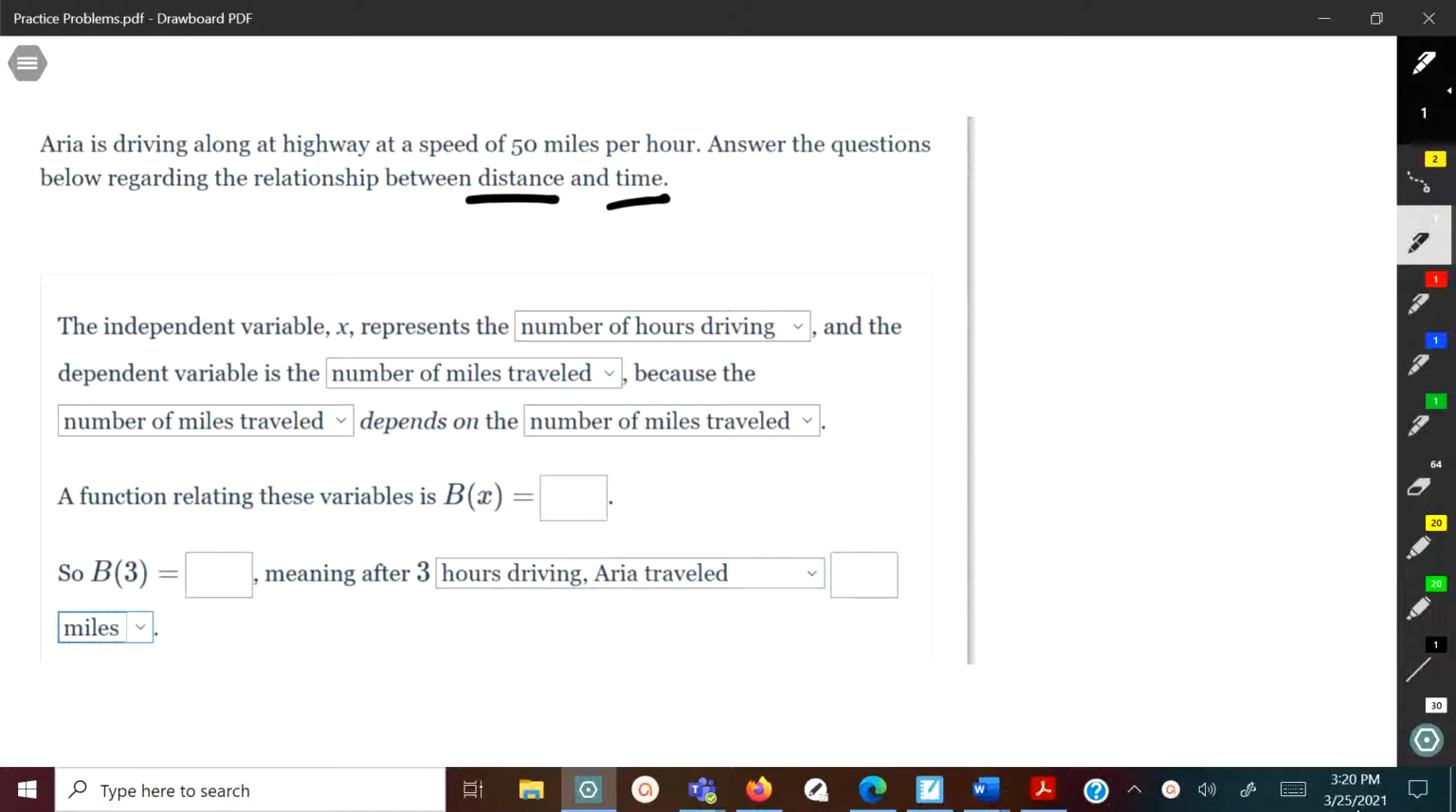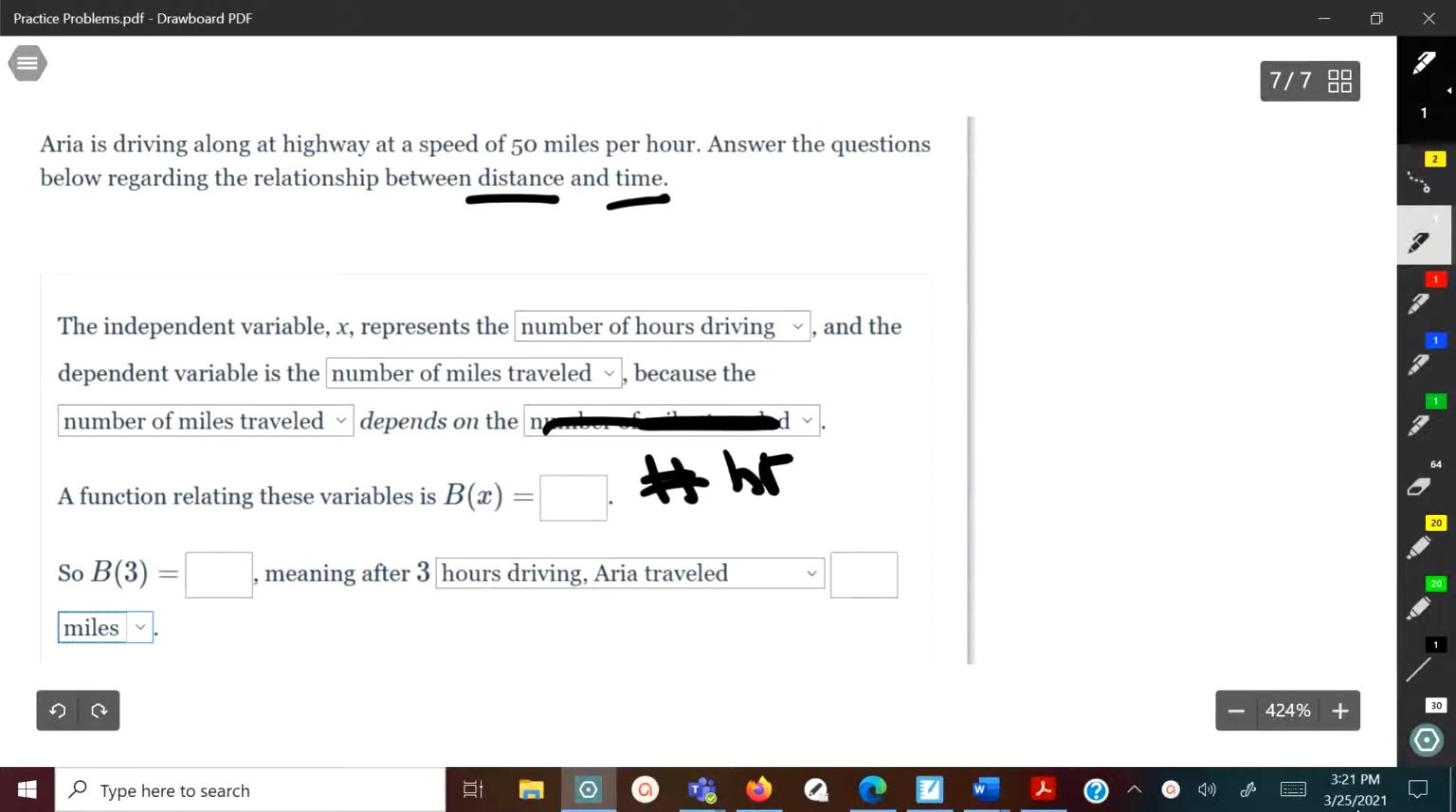Well, you need to know how many hours you've been driving to figure out how far you've been. So the time is independent and the distance is dependent. So that's why you get the independent variable X represents the number of hours driven, and the dependent variable is the number of miles traveled. Because the number of miles traveled depends on the number of, oh, this is wrong. The number of miles traveled is dependent upon the number of hours driven.